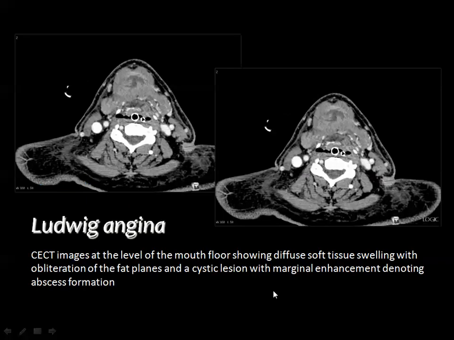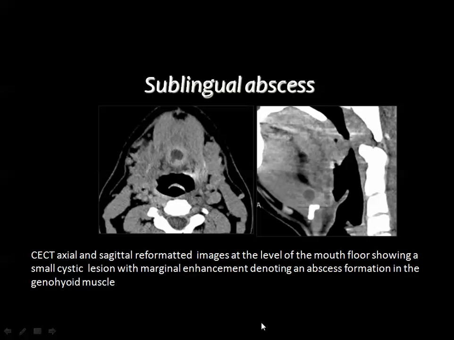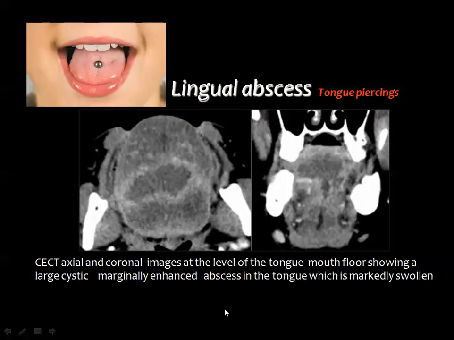And this is also another case with a swelling of the floor of the mouth. This is the submandibular salivary glands. The airway is markedly compromised, and this is the nasotracheal tube, and you also see the nasogastric tube. This is also an example of an abscess in the sublingual area, where you can see this is the geniohyoid muscle, and the abscess is located here. It is small with a thick enhancing margin, as you can see in the sagittal reformatted image.